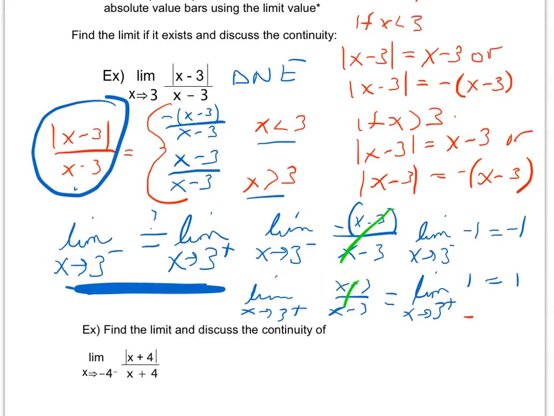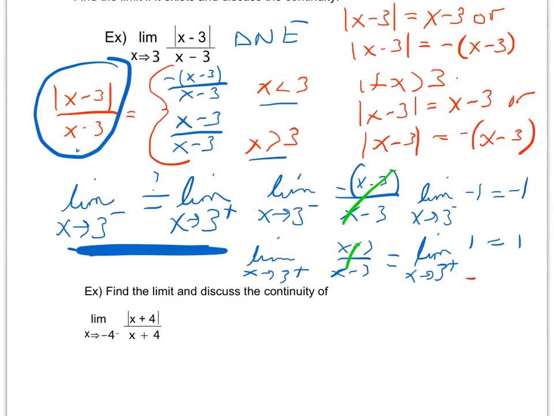So then if I'm discussing the continuity, I can also say this function is not continuous because it fails the second condition that says that the limit has to exist. And really, it even failed the first condition because I couldn't even plug 3 into this function. So the continuity fails all over the place.